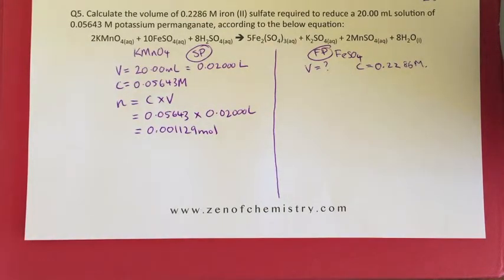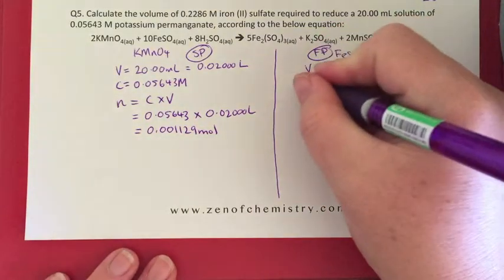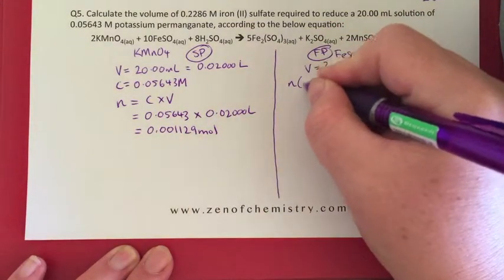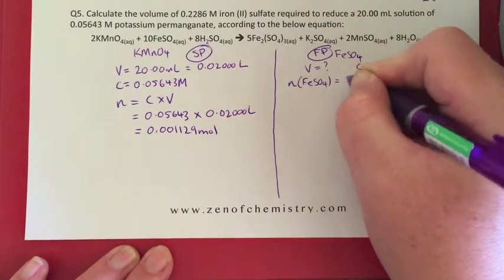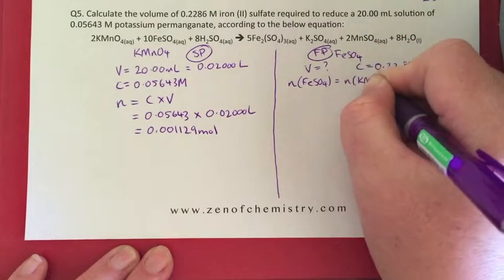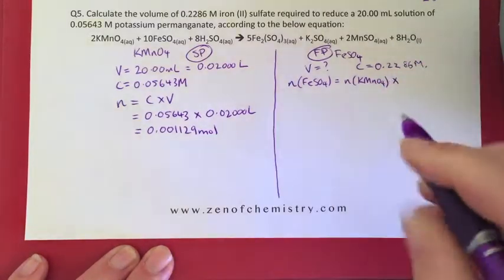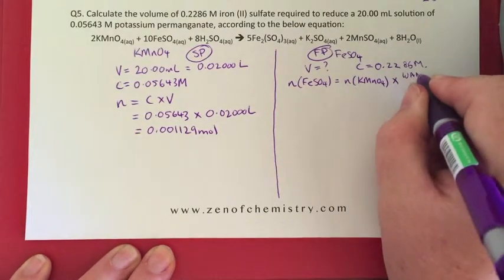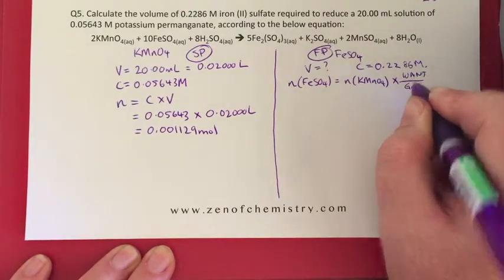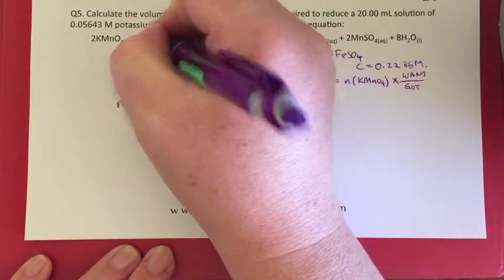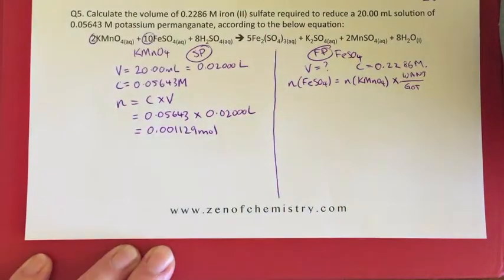Again, this is a want over got, just like question 4, we use want over got, or want divided by got. The number of moles of iron sulfate equals the number of moles of potassium permanganate times by want divided by got. Want in this case is our 10 and got is our 2. If you're a bit unsure about this, go back to have a look at the video for question 4 and there's a bit more of an explanation there.